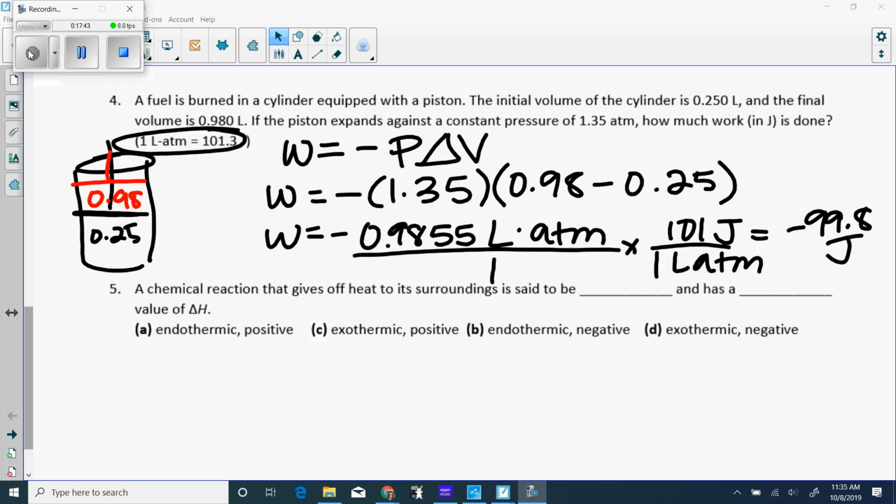Negative means that it's released into the surroundings. So that means that the system lost 99.8 joules to the surroundings, because it's not magic. I didn't get that answer. I think I'm right. Thanks.